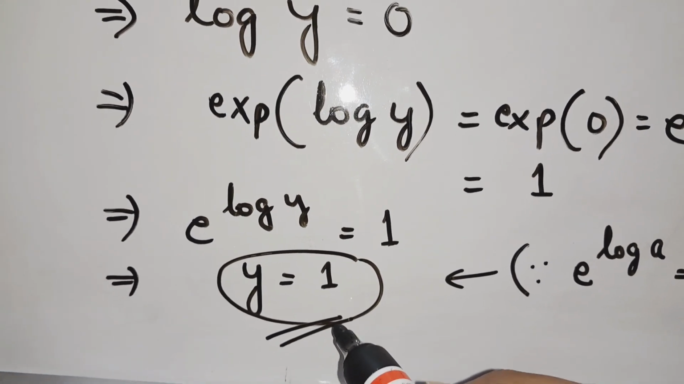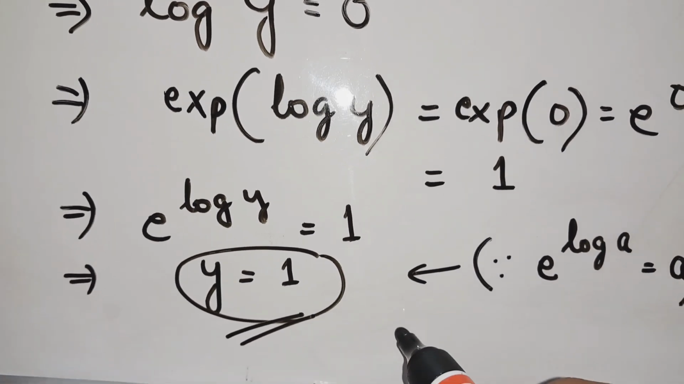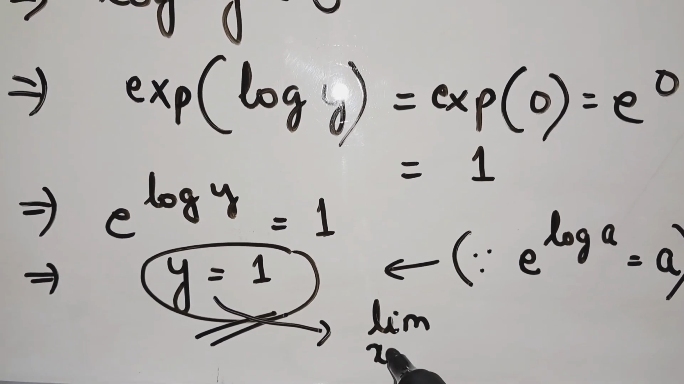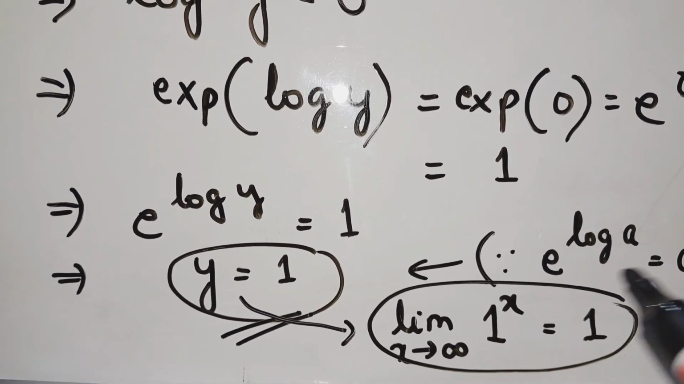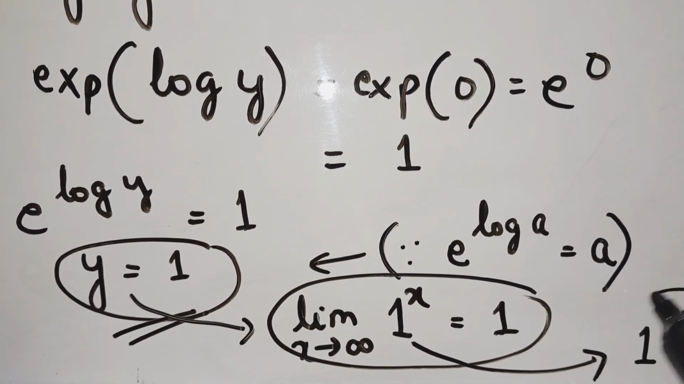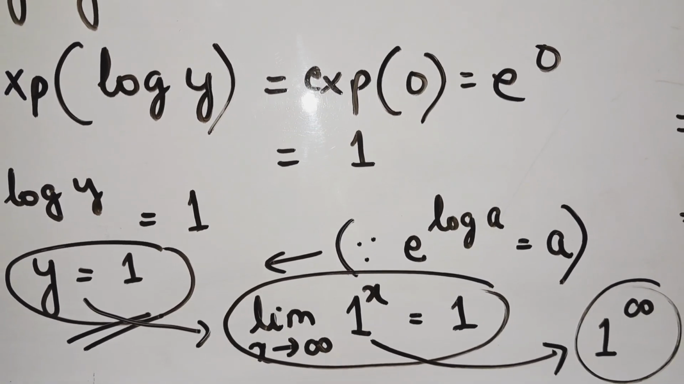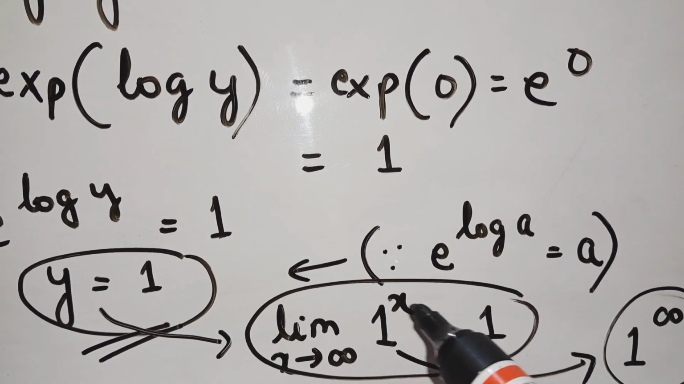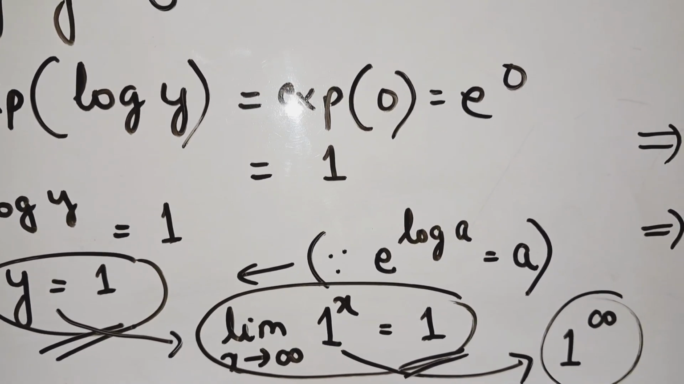And what is y? y is the limiting value of x tending to infinity of 1 to the power x, and that is equal to 1, and that resolves the indeterminate form 1 to the power infinity. So hence, by using the indeterminate form, the limit x tends to infinity of 1 to the power x, which gives rise to 1 to the power infinity, is equal to 1. Okay, thank you.